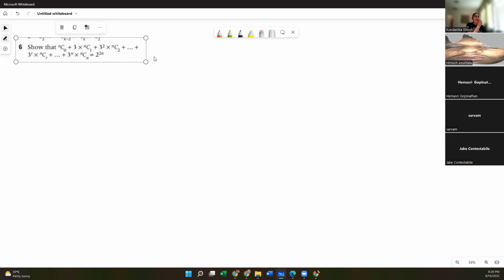Show that n choose 0 plus 3 times n choose 1 plus 3 squared times n choose 2 plus ... plus 3 to the power of r times n choose r plus ... plus 3 to the power of n times n choose n is equivalent to 2 to the power of 2n. So actually over here, they were really nice for us. They gave us the general term right here.